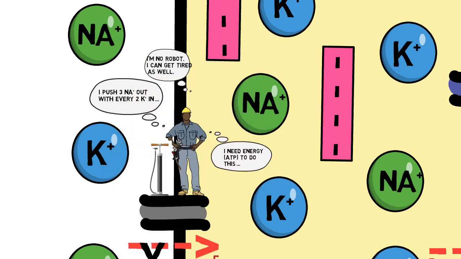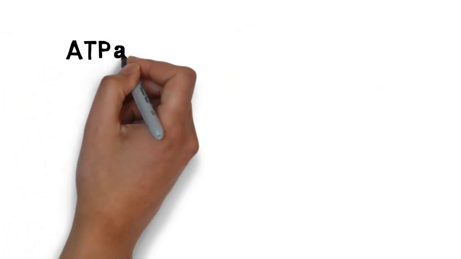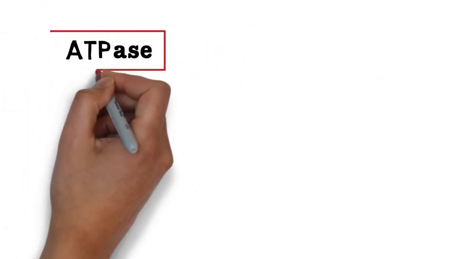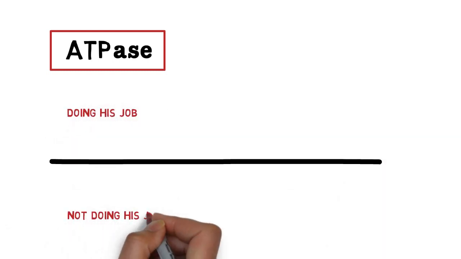So what happens when Mr. ATPase got tired? He used to push 3 sodium out with every 2 potassium going in. Remember, he is the reason the sodium and potassium concentration gradient exists in the first place. What if he skips work? Let's put a mathematical representation to our situation to see what happens when he is doing his job and when he is not.